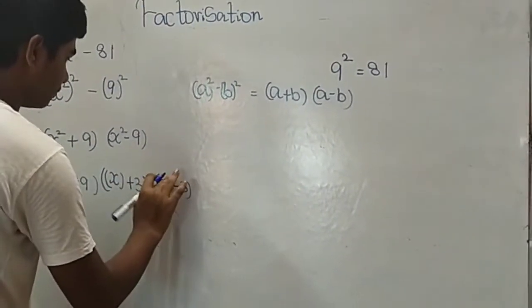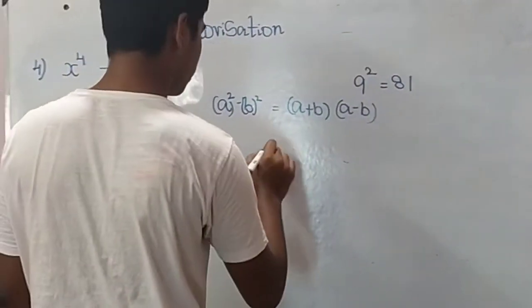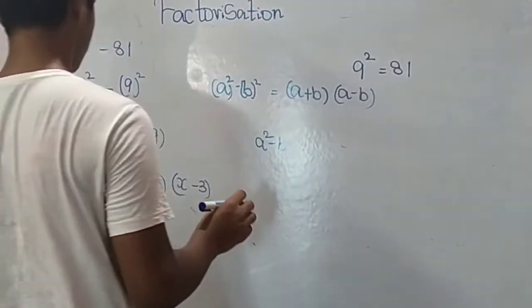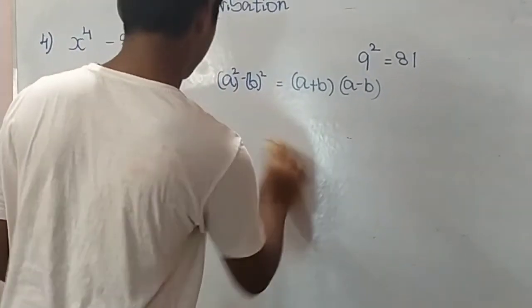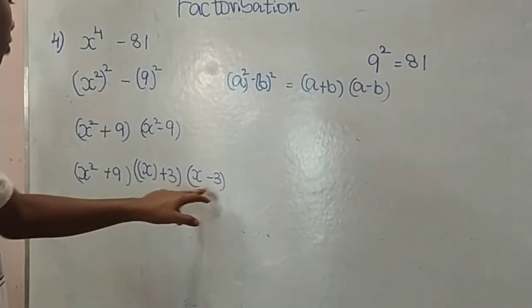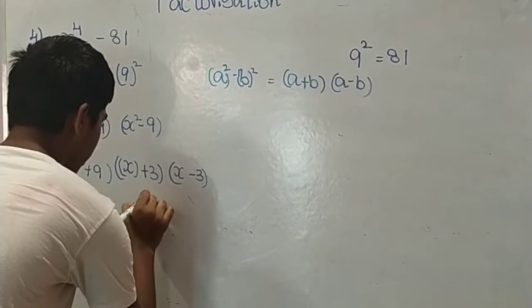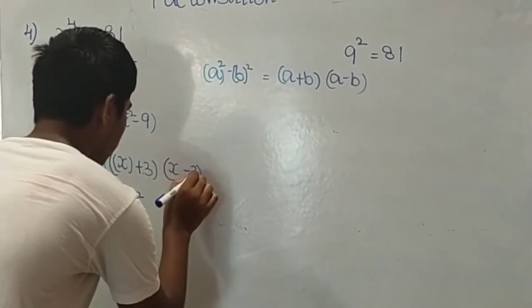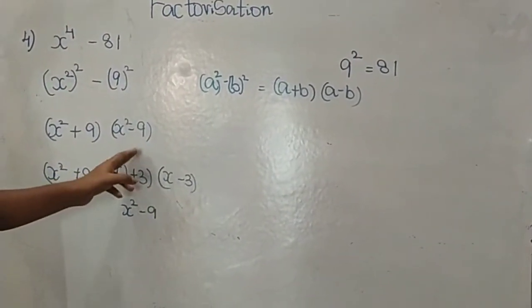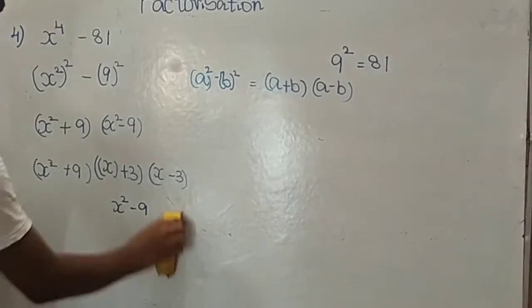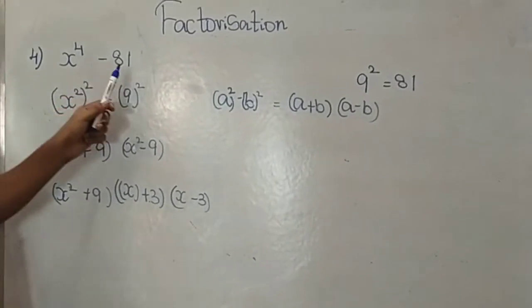Because this is the form of a square minus b square, sorry, it is x plus 3 into x minus 3. Now I have to check the answer: x into x is x square, plus 3 minus 3 is 0, and 3 into 3 is 9, so x plus 3 into x minus 3 is x square minus 9. For checking I am writing this. This is the answer of x power 4 minus 81 factorization.